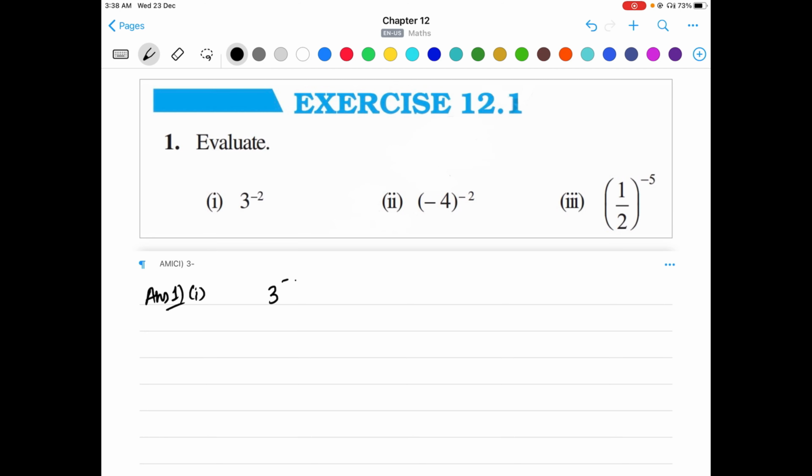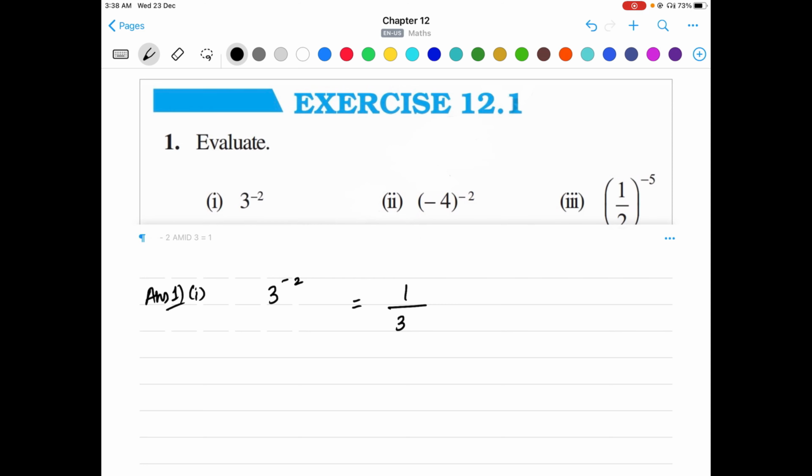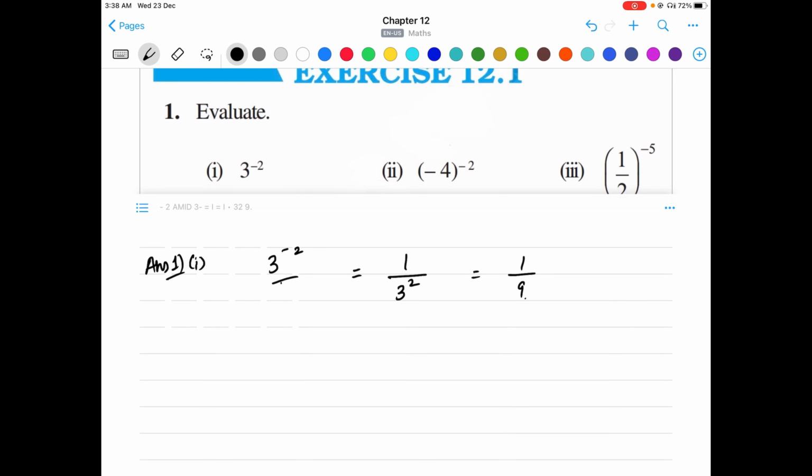Answer number 1. We have 3 power minus 2. Like I said, whenever we have a negative power, we can change it to a positive power by shifting this number into the denominator. So it will be 1 divided by 3 power 2. What we have done is shift this number from the numerator to the denominator, and its negative power becomes positive. So we get 1 by 3 power 2, which is 1 divided by 3 square, which is 9. So that's the answer for part 1 of question number 1.